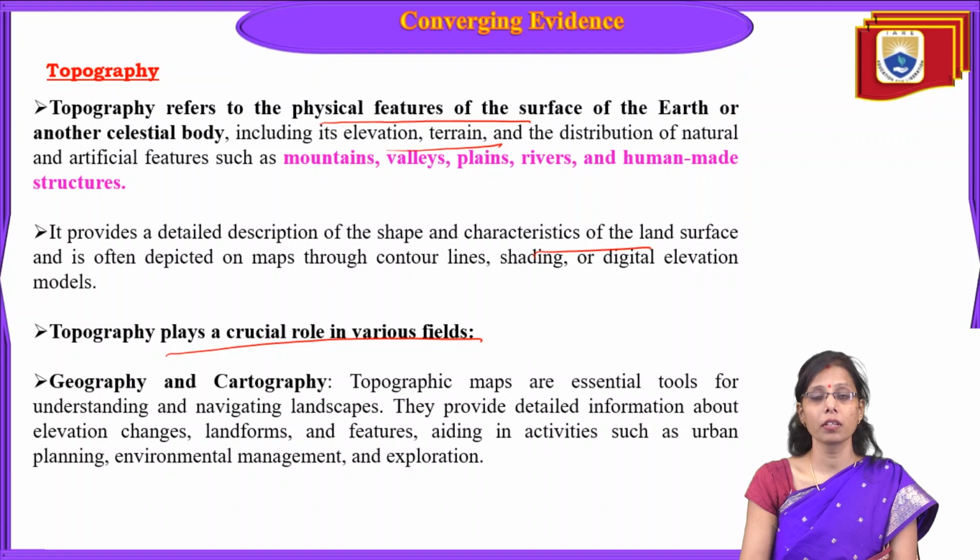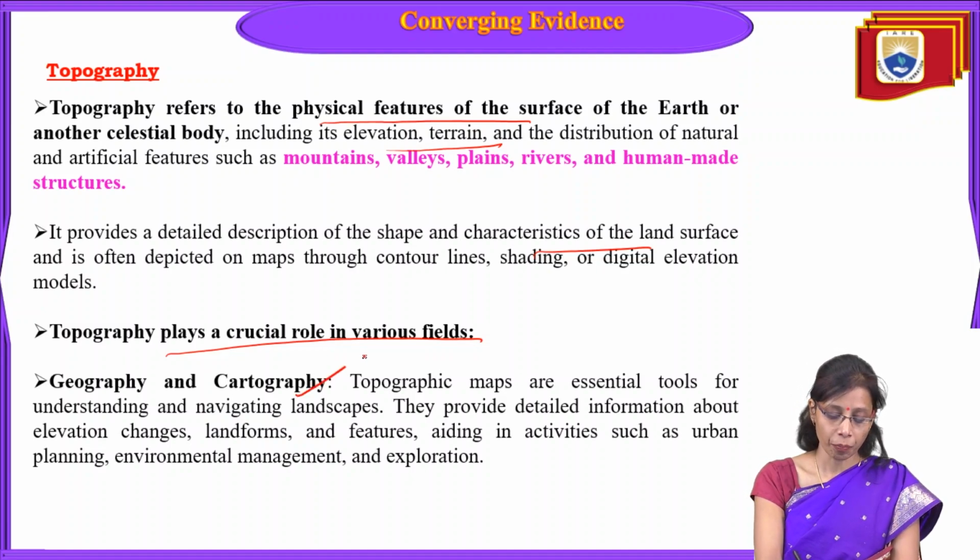Geography is all the physical information about the earth's surface. Geo means earth, and the information about the earth is called geography. Cartography means preparation of a map of that real feature, the real earth surface. When you prepare a map of that particular feature, then it comes under cartography.